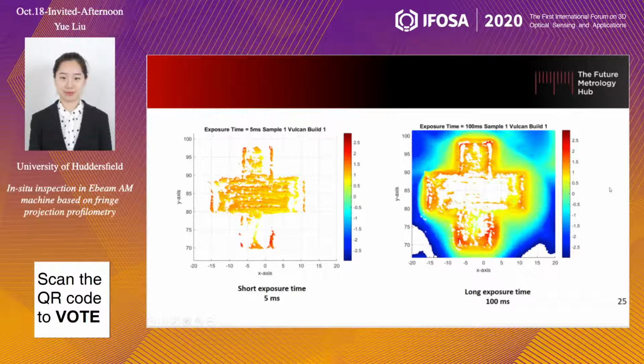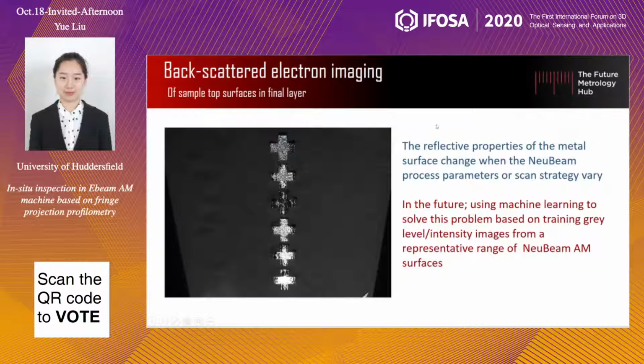So for the next step, we need to solve the reflectivity problem, because the reflective properties of the metal surface change when the electron beam process parameters or scanning strategy vary. In the next step, we want to add machine learning to solve this problem.